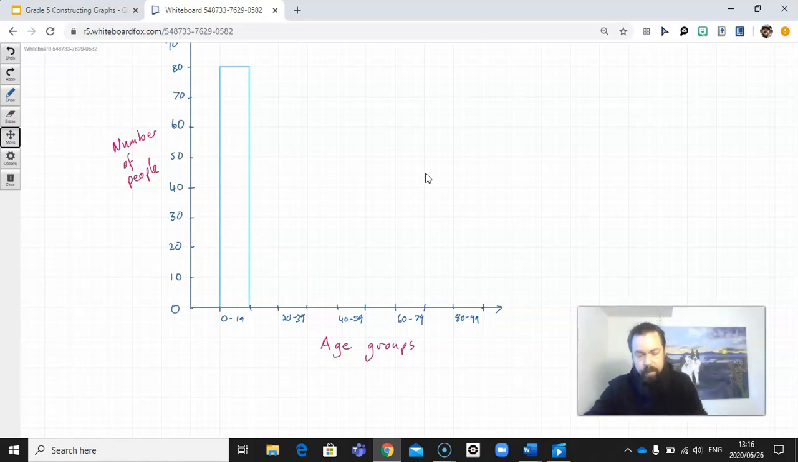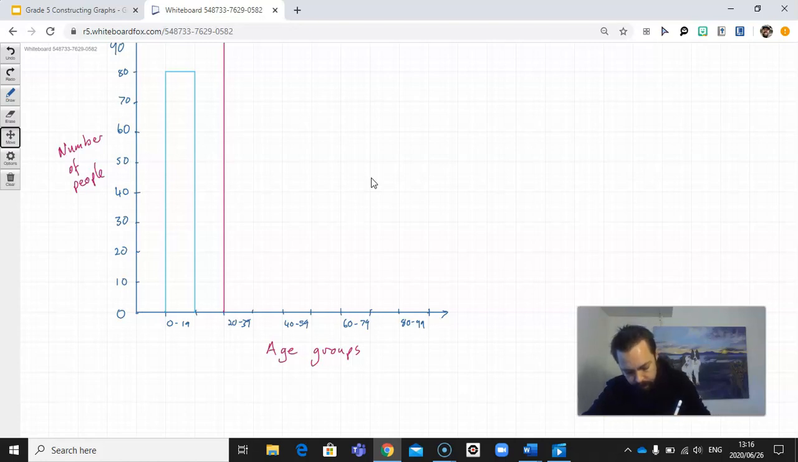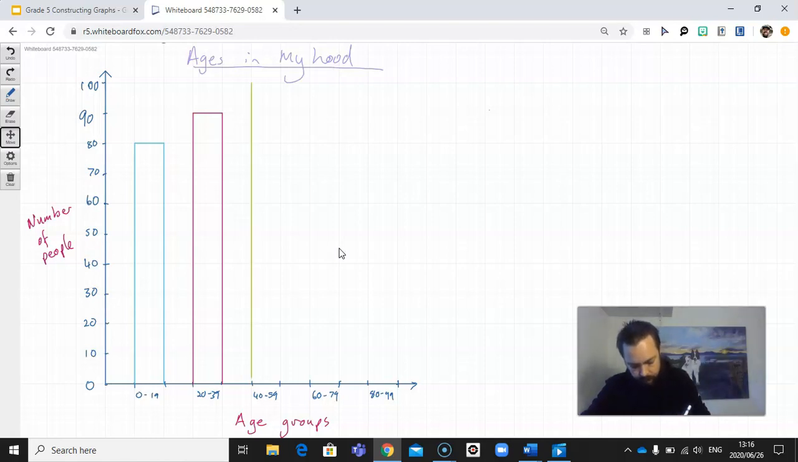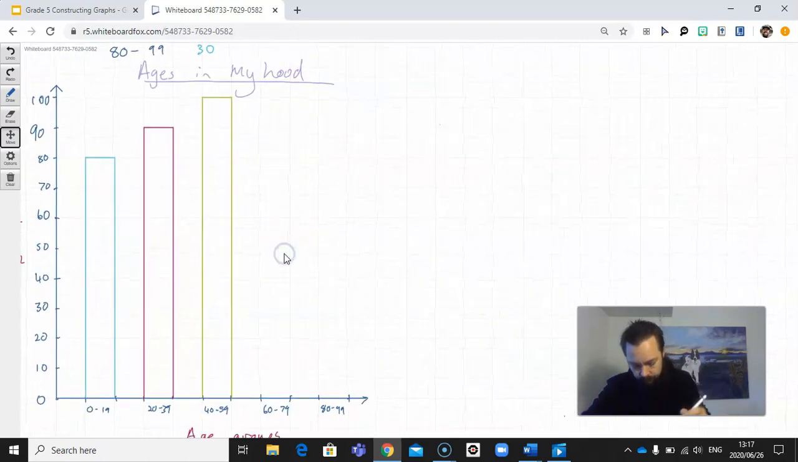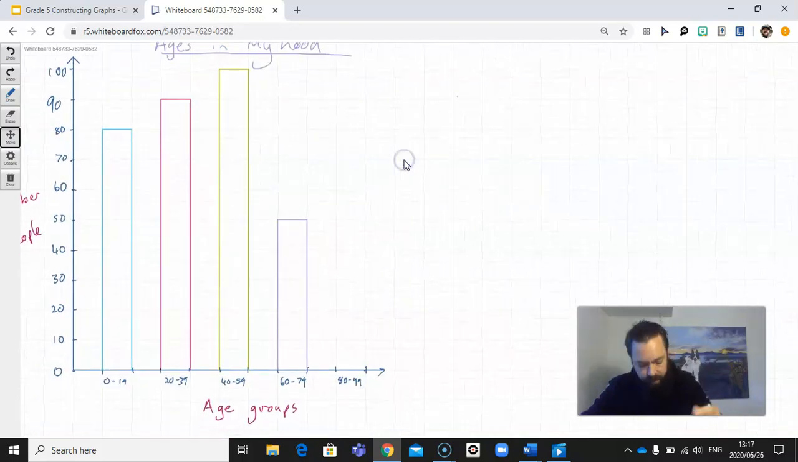Let's do red for my second group. So my second group had 90 in it. So I'm going to go from 0 all the way up to 90. And across and then down. My next group had 100. So let's pick 100 in green. And my next group had 50. So from 0 up to 50. And my last one, let's do in yellow. And you can see there it's got 30. So we're going to go up to 30.